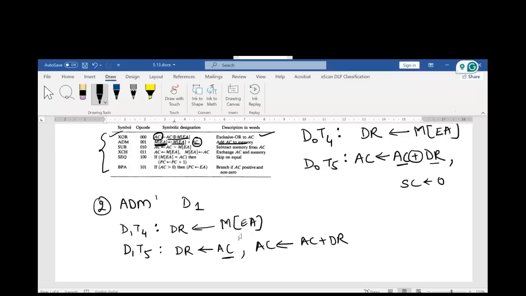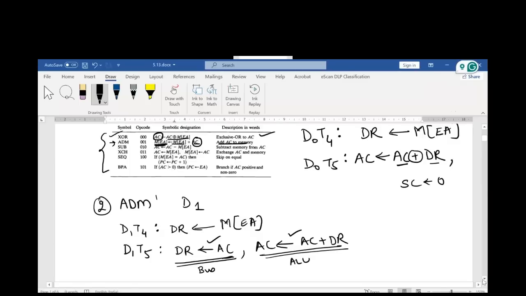How can this be done? Can I do this simultaneously? To preserve the value of AC, this transfer will take place through the bus. And this AC plus DR will take place in the ALU. So both these operations can be carried out simultaneously. With the help of this step, you are preserving the value of old AC, and with the help of this step, you are actually performing the operation, that is ADD to memory. After performing this step, the old AC value is stored in DR and the updated AC will have the value M of EA plus AC.